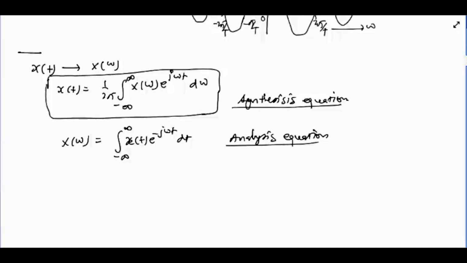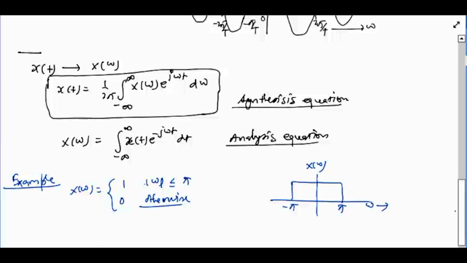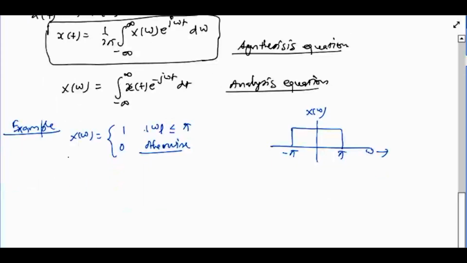Let's see an example. Let X(omega), this is the Fourier transform of a signal, be 1 for mod of omega less than or equal to pi and 0 otherwise. So the Fourier transform itself is a pulse signal. This is minus pi, this is my X(omega). So the question is, what is the inverse Fourier transform of the signal?